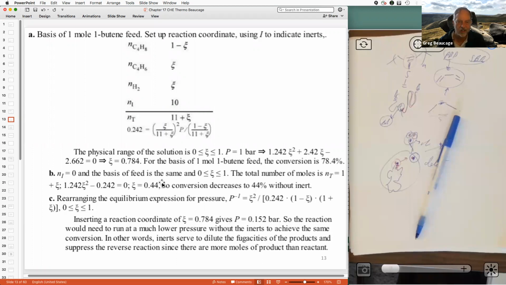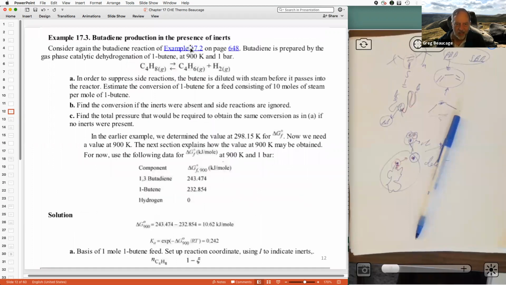So you can either pull a vacuum on your reactor and it pulls off the product, which kind of drives the reaction, or you can add an inert. Adding the inert is a lot easier than pulling a vacuum, right? It's much easier to just dump in steam, which is free, and that'll drive this reaction, right?